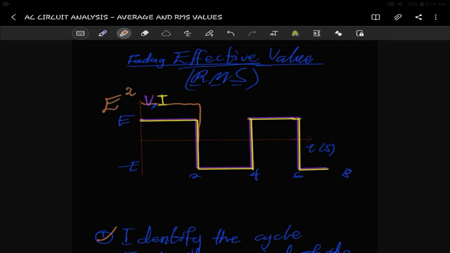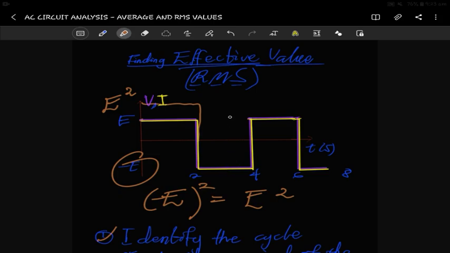The next part is this. The time won't change, just the value on the y-axis changes. So we square this and it becomes e squared. And here as well, you see we have negative e. When you square negative e, it gives us just e squared. So this whole area comes up squared but positive, and it ends up being something like this.